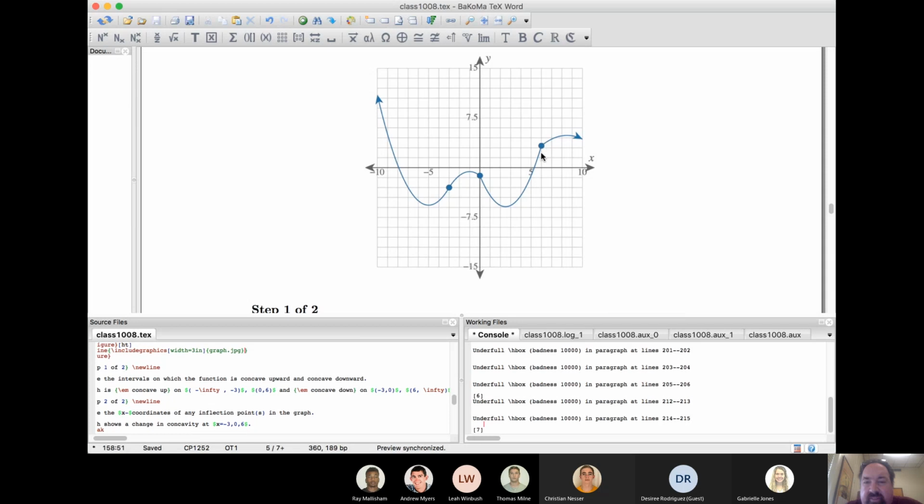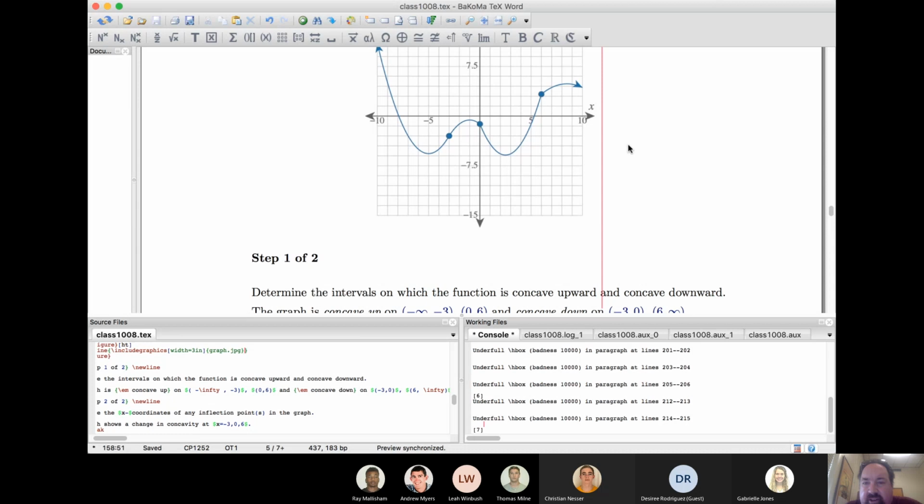But then we have this, where the... I'm not sure what that flashing red is. It's kind of annoying.